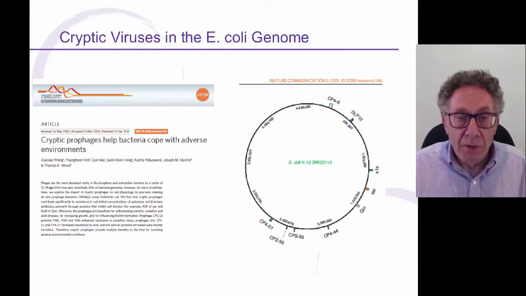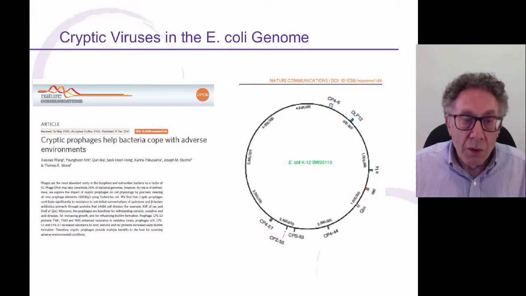Another beautiful example of using this technology is this paper from 2010 from Joe Storino and Tom Wood's groups at Texas A&M at that time. And they were interested in asking a more subtle question, which is what is the role of phage genes, viral genes that are left over in the E. coli genome after the virus that brought them in is no longer active.